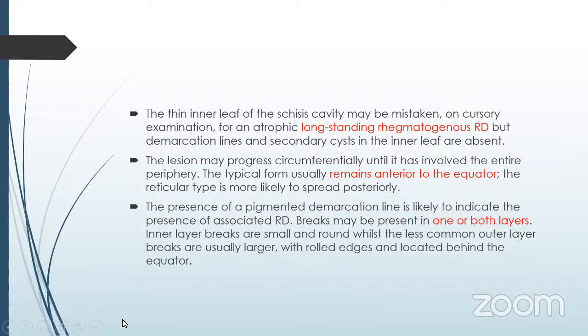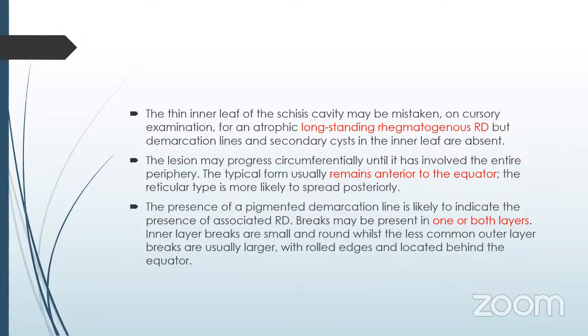Better. Yeah. So the demarcation line is usually absent in degenerative retinoschisis, and on B scan there will be absence of a secondary cyst in retinoschisis. Okay, so the lesions usually progress circumferentially until they involve the entire periphery, and typically they remain anterior to the equator.